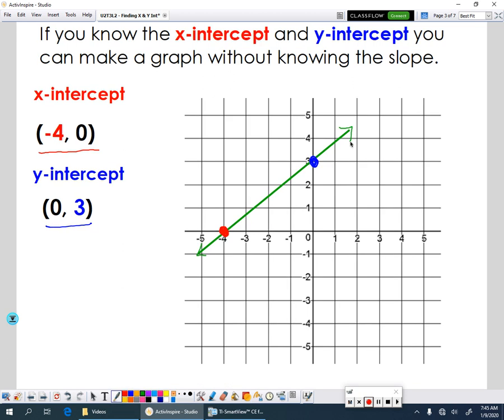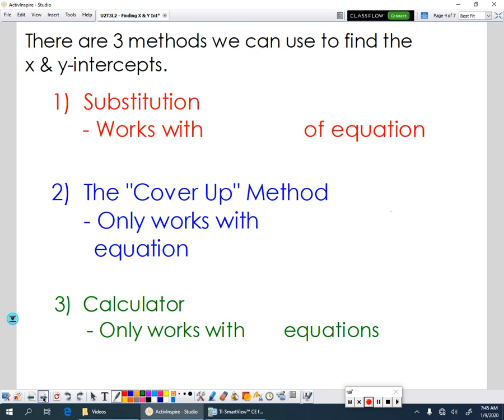Okay? So take a minute, do the problem that's on the right here. Use those 2 intercepts to create your graph. Now, finding your x and y intercepts can be done 3 different ways. Okay? And depending on the type of equation you're given, it might change the method you use.